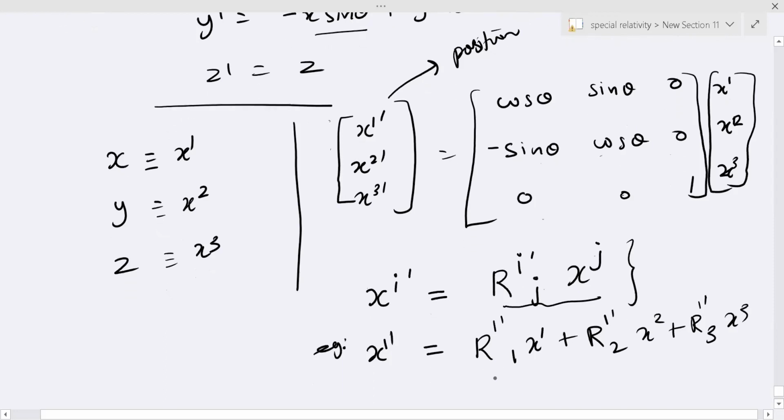Okay, now you just take these components. I'm naming these components like this. This is r1 prime 1. This is r1 prime 2. This is r1 prime 3. Okay, this prime I'm just putting so that this is consistent.